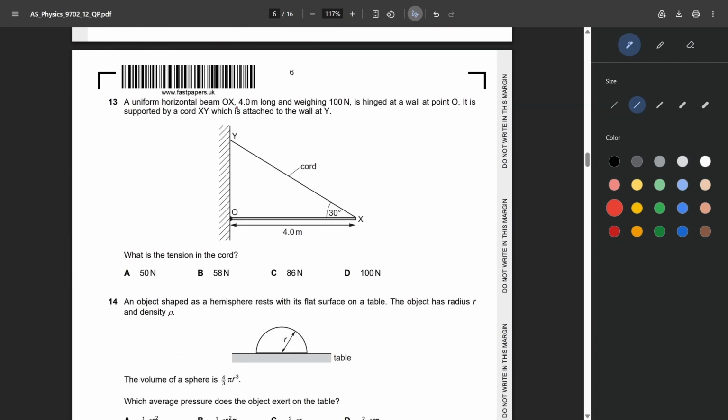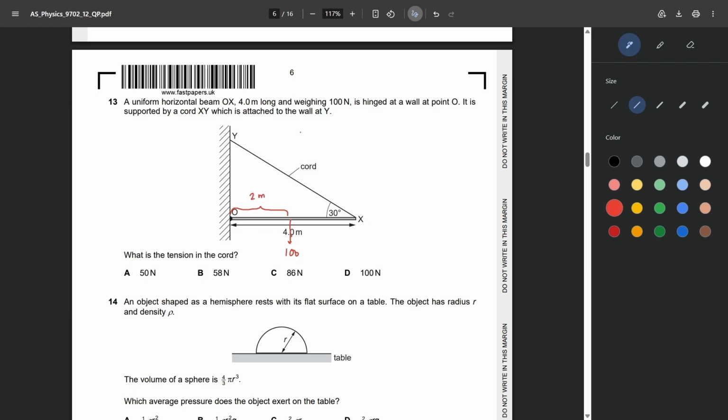A uniform horizontal beam OX 4 meters long and weighing 100 newtons is hinged at a wall at point O. It is supported by a cord XY which is attached to the wall at Y. What is the tension in the cord? So this beam has a weight of 100 newtons acting at the center of mass. The distance from point O to the center of mass is half of 4, which is 2 meters.